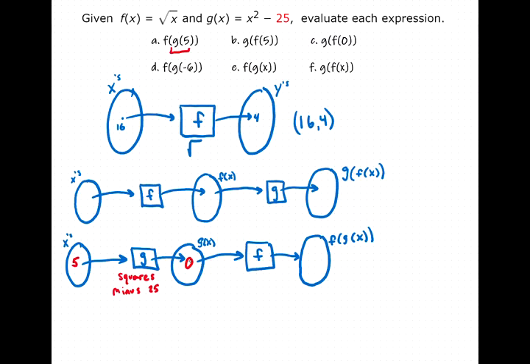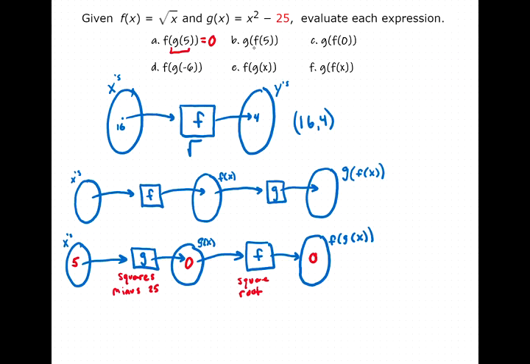So g of 5 would be 0, and now that 0 goes into the f function. And the f function is the square root function. So it takes the square root of the input. 0 goes into the f. You take the square root of 0. Out comes 0. So f of g of 5 should be 0. Now if we go in the other direction, g of f of 5.